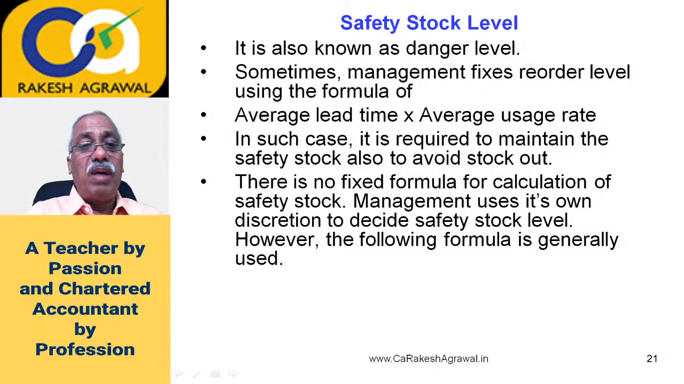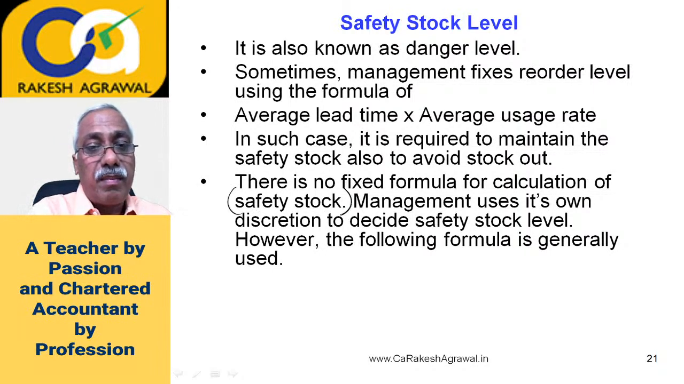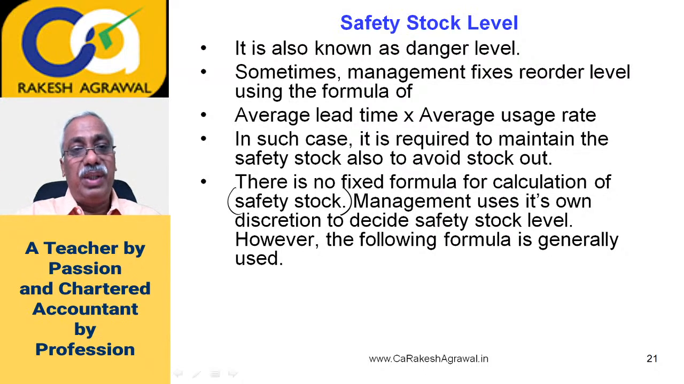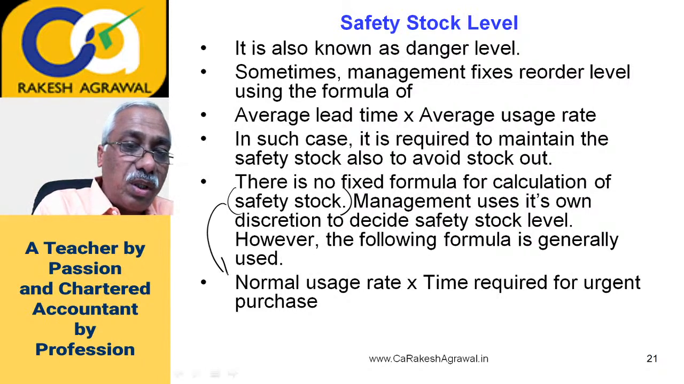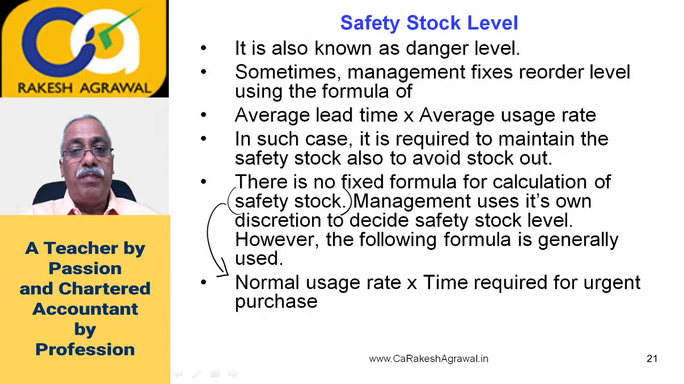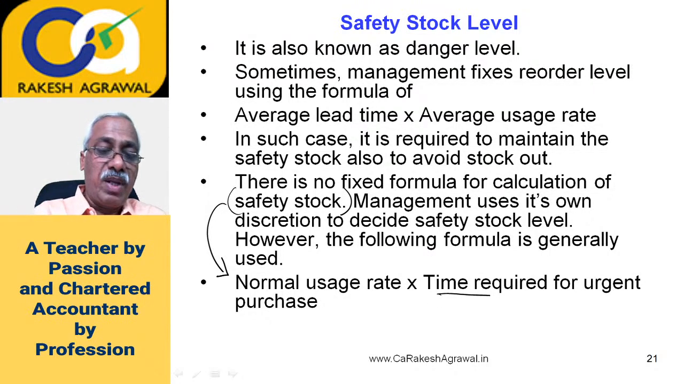Now there is no fixed formula for calculation of safety stock. Management uses its own discretion, meaning choice, to decide the safety stock level. However, the following formula is generally used for calculation of safety stock, that is danger level: normal usage rate into time required for urgent purchase. Normal usage rate, that is average consumption speed, into time required for emergency purchase. This time required for urgent purchase will be given to you in the question. Into your normal usage rate, you will get the safety stock level.